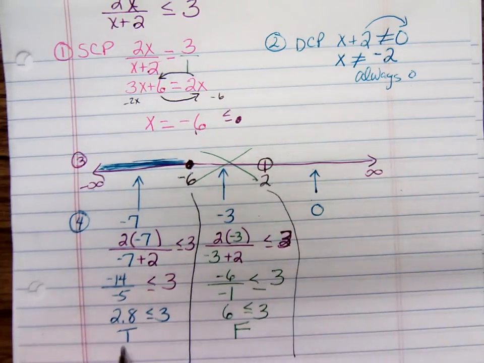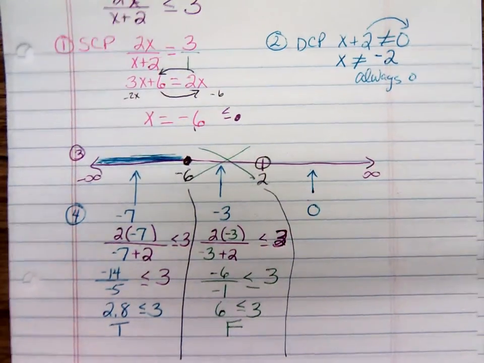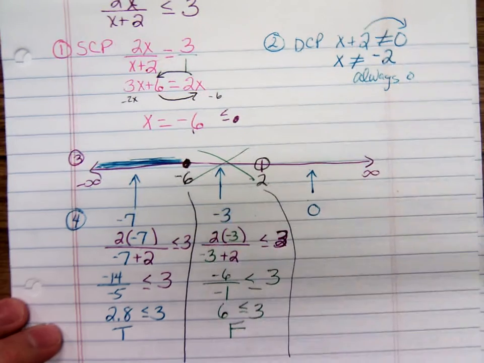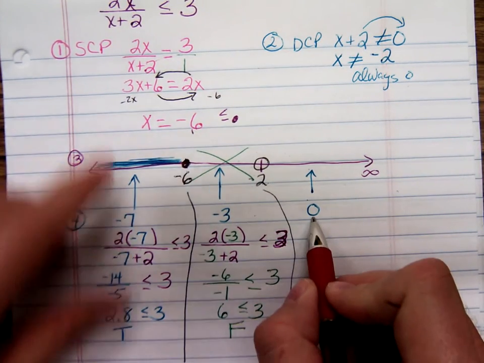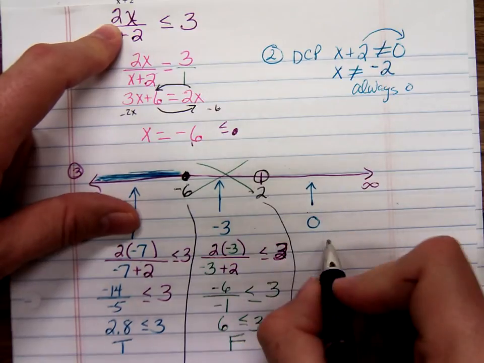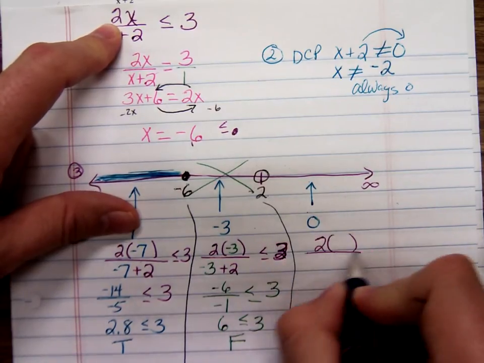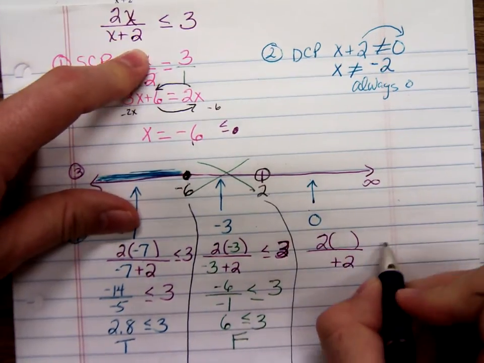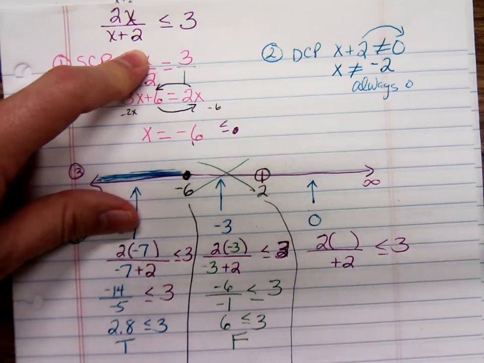Usually these things alternate, not always. And we'll discuss in a little bit how you can look and tell if they're going to alternate. But usually they alternate. Let's see, if I plug a 0 in right now, in this original problem, 2 times 0 over 0 plus 2 less than or equal to 3. So I'm plugging that 0 in.